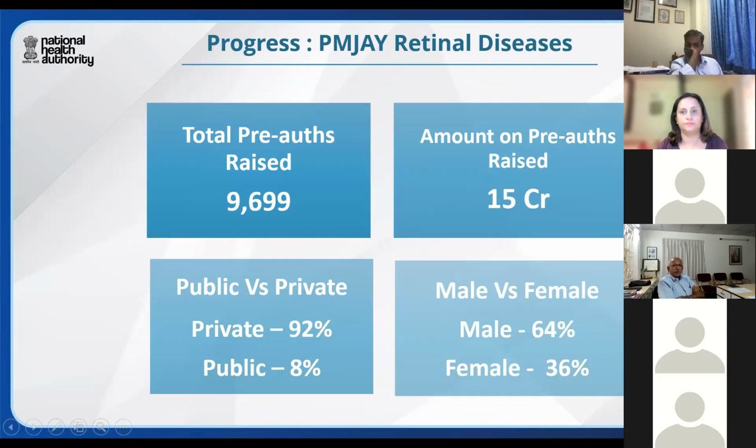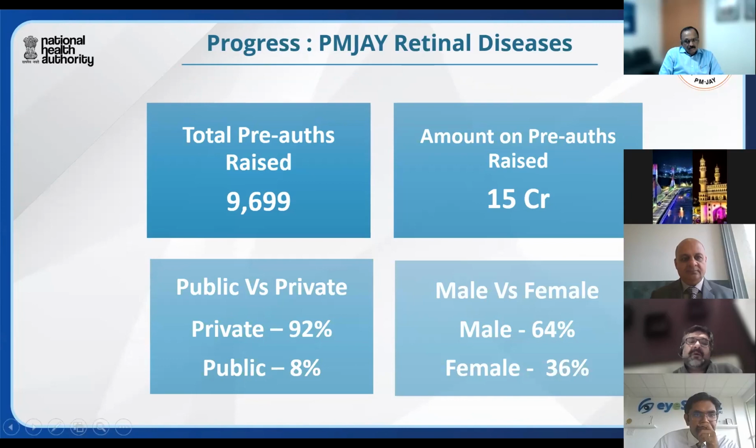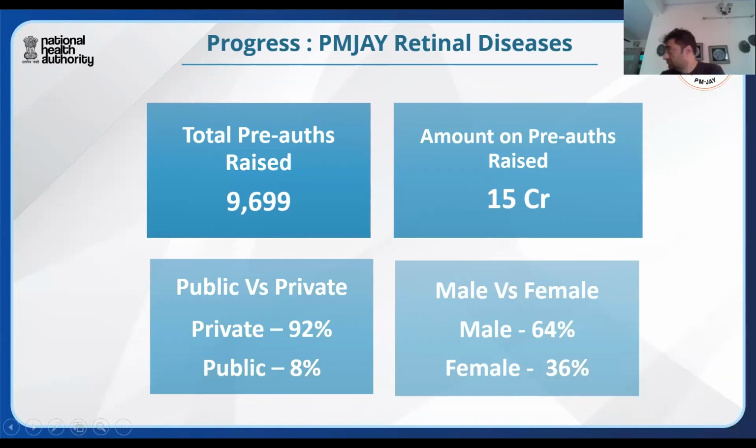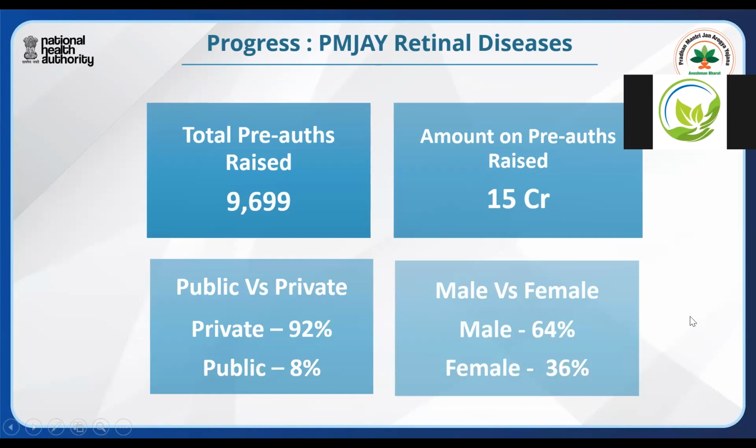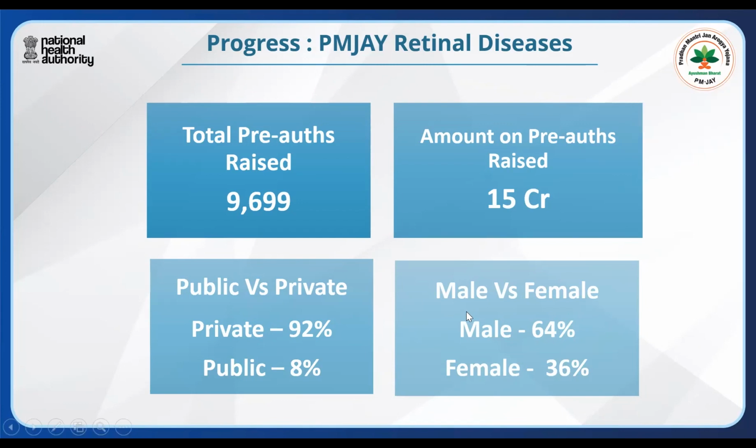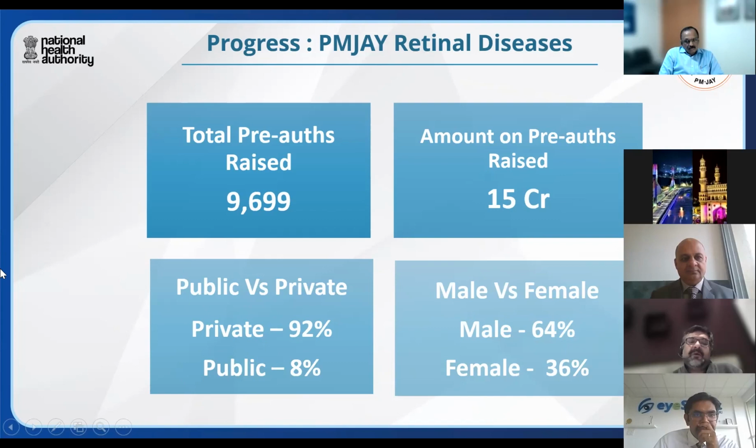Overall, we have seen that around 9,000 plus pre-auths have been raised. It's interesting to see that for all these procedures, the majority, 92%, has been from the private sector. In the male-female ratio, there is a major difference, with females contributing a much lesser percentage. Around 15 crore rupees have been paid out to hospitals for these conditions. So we understand that the capacity at public hospitals to handle these high-end retinal procedures is quite limited, and that is an area that needs to be augmented to ensure more equitable care across the country.